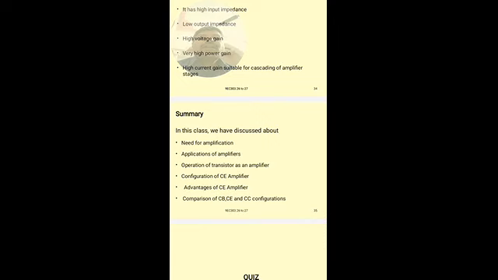So the summary: in today's class we have discussed the need for amplification, why we need amplification, applications of amplifiers in different areas, the operation of a transistor as an amplifier, how a transistor acts as an amplifier, configurations of a transistor, the different regions of biasing and operation of a transistor, advantages of the CE amplifier, and comparison of CE, CB and CC configurations.